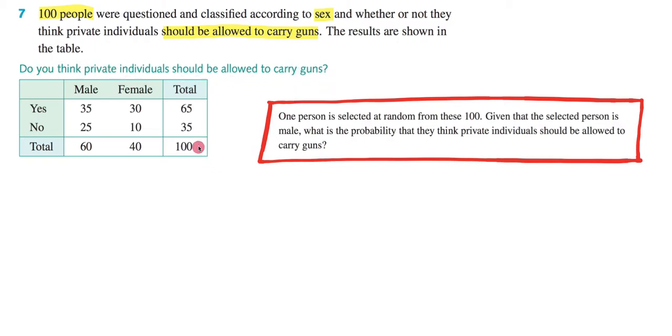So as you can see here, we surveyed 100 people, 60 of which were male, 40 of which were female. 65 people said yes and 35 people said no. We can then look at the intersection of the people who were male and said yes, and that's 35. The intersection of the people who were female and said yes was 30. And so too, we have 25 males who said no and 10 females who said no.